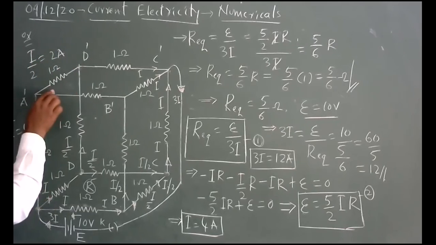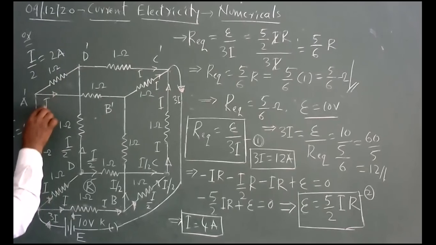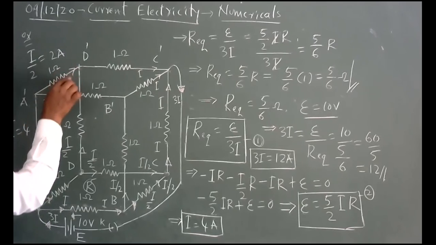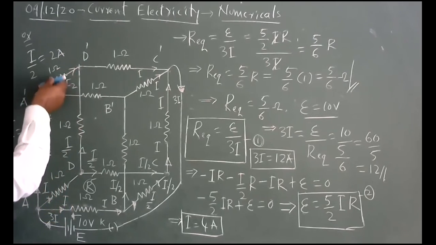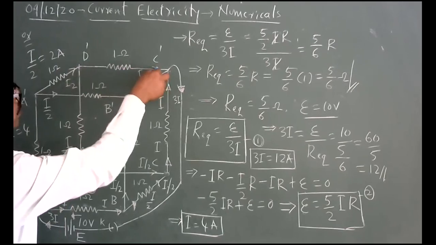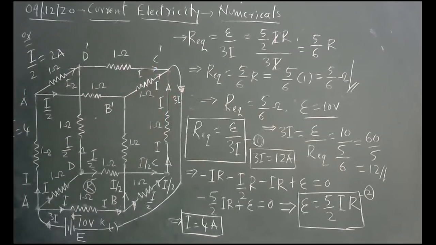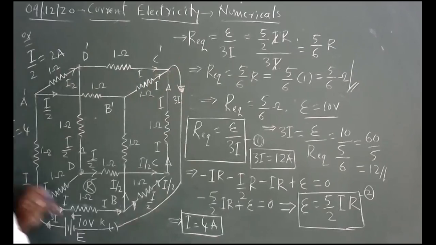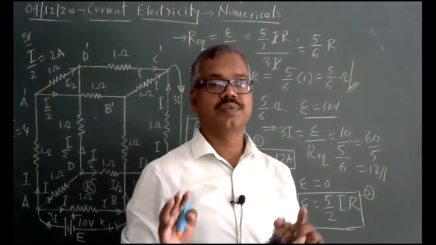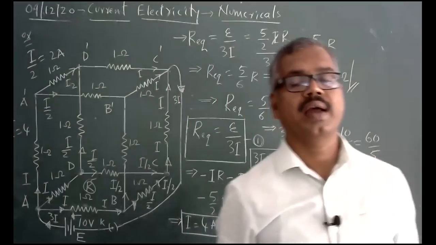Here is I, it splits into I by 2. It also splits into I by 2. So in here, I is 4 ampere, 4 ampere, 4 ampere. Here it becomes 2 ampere, 2 ampere. Once again, it becomes 4 ampere, 4 ampere, 4 ampere. The amount of current that enters at A is equal to the amount of current coming out from C. This is going to be Kirchhoff's rules, that is current law and voltage law.